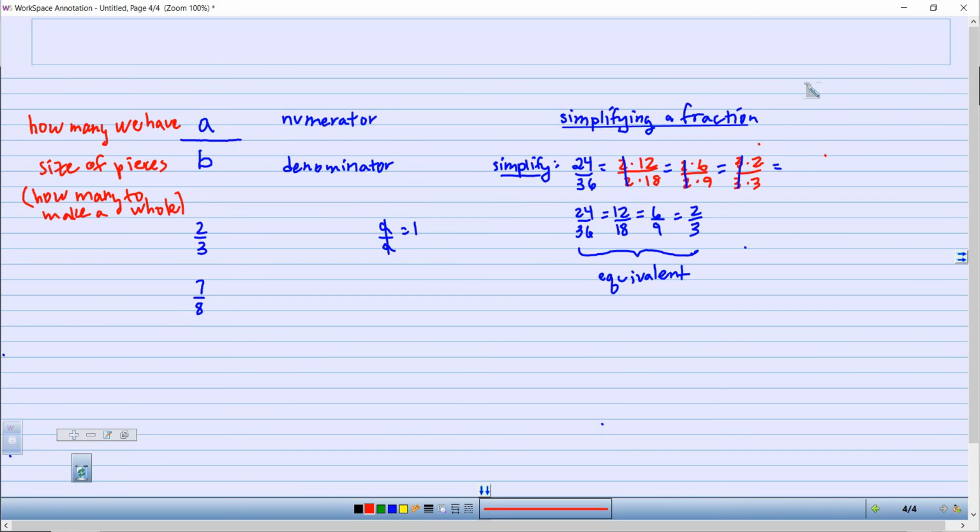Simplifying a fraction is dividing all common factors other than 1 from the numerator and from the denominator.